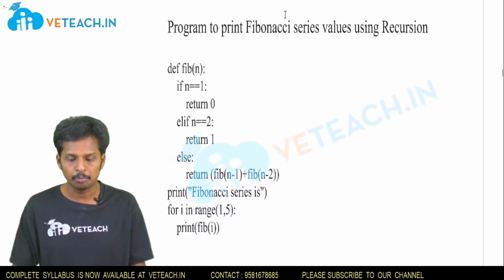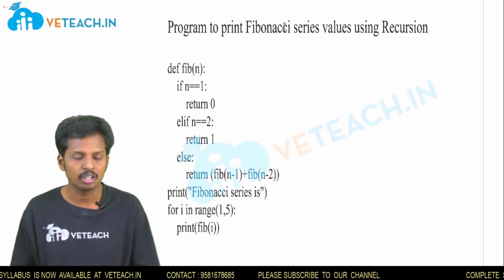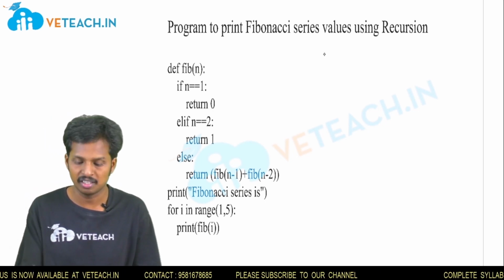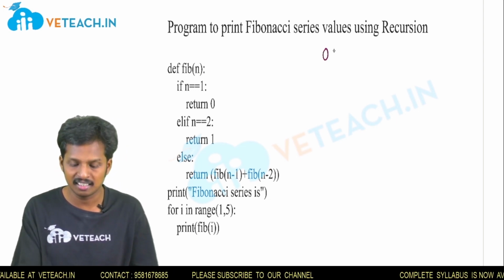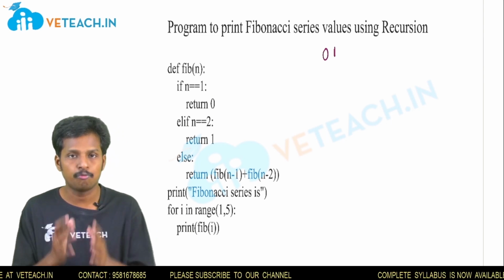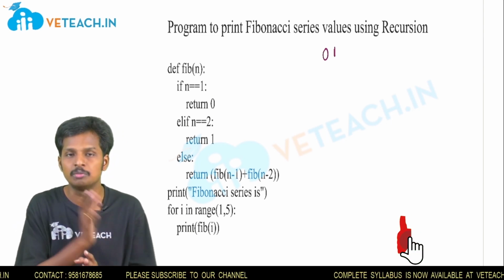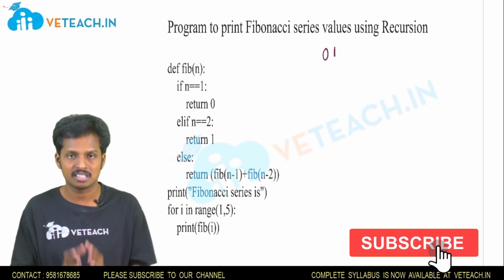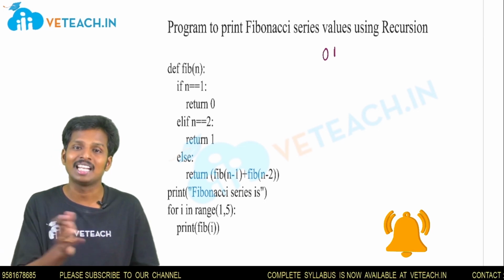Let's see how to print Fibonacci series using recursion. According to the Fibonacci sequence, the first number or first digit in the Fibonacci sequence is 0 and the second digit is 1. This is the default. And the next numbers are calculated by adding the previous two terms in the sequence. The first term in the sequence is 0, the second term in the sequence is 1, and the next terms are obtained by adding the previous two terms.